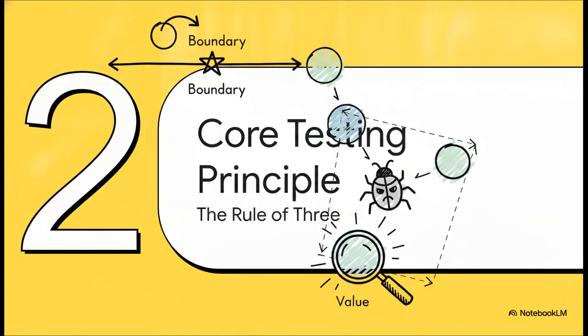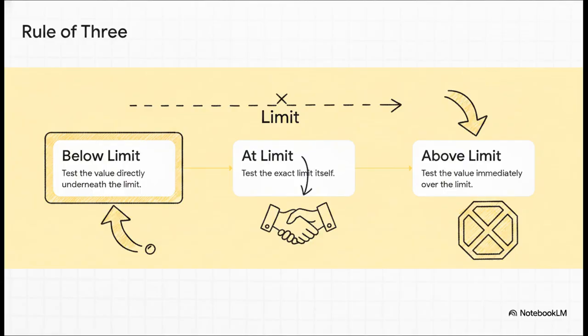The core testing principle, or the rule of 3. This rule of 3 is the actual practical engine of boundary value analysis. Once you know where the edge is, how do you actually test it? Well, you can't just hit the edge once and walk away. You literally have to corner the bug from all sides so it has absolutely nowhere to run. I want you to memorize this rhythm. Just below the limit, at the limit, just above the limit, below, at, above.